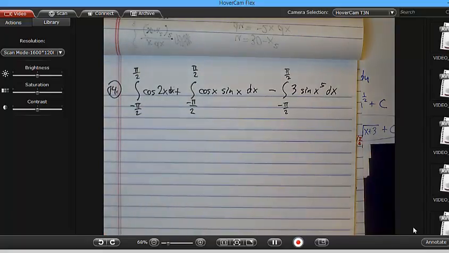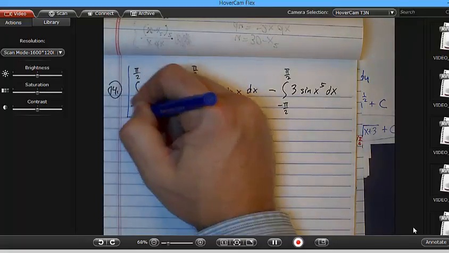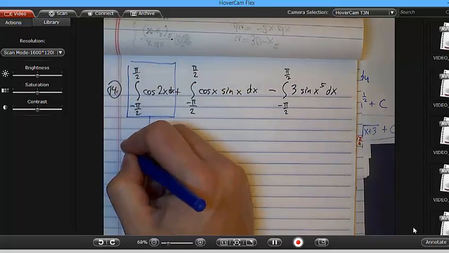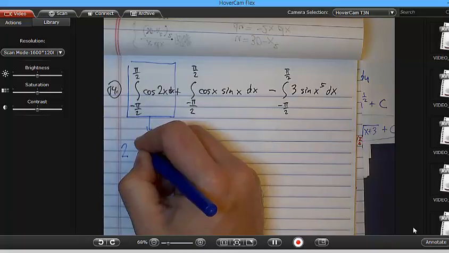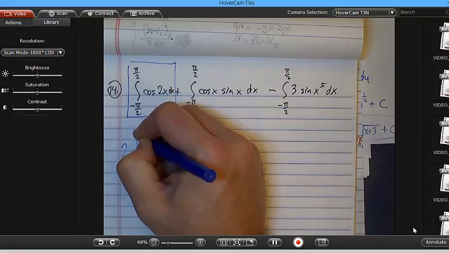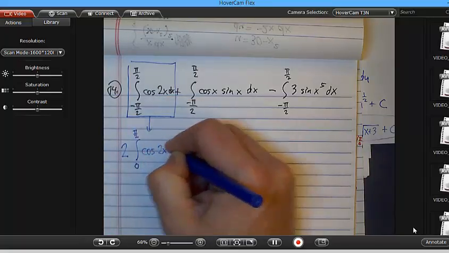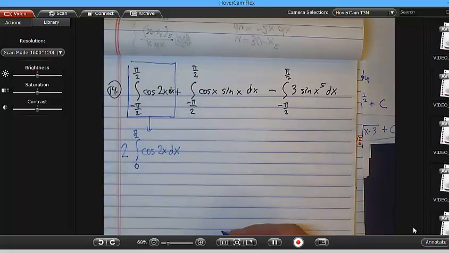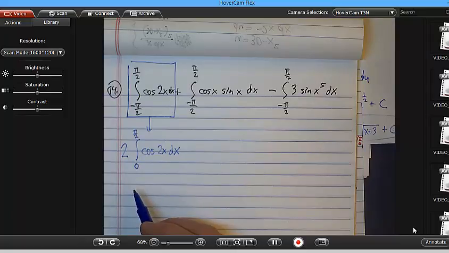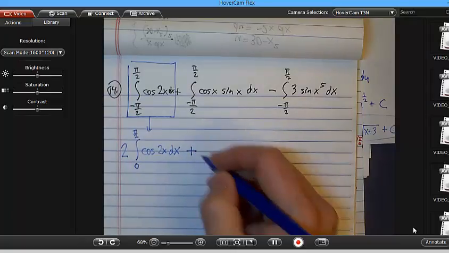Well, I claim that for an even function, we can say that this equals twice the integral from 0 to pi over 2, cosine of 2x dx. Does that help? Actually, this trick might have helped on some of the problems from last night's homework. I mean, they assume you already covered this section. So maybe that would have helped. I don't know.